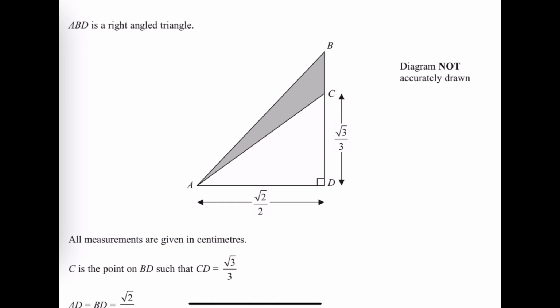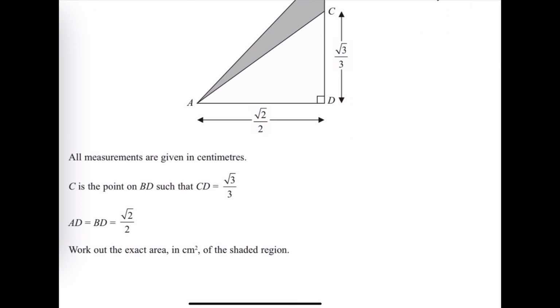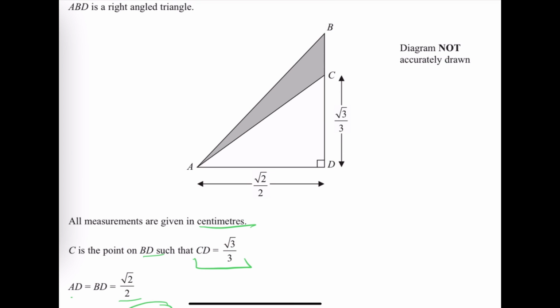ABD is a right angled triangle and all measurements are given in centimeters. C is a point on BD such that CD is surd 3 over 3 and AD equals BD, and that equals surd 2 over 2. Work out the exact area in centimeters squared of the shaded region. This over here is the region that we are trying to find the area of.